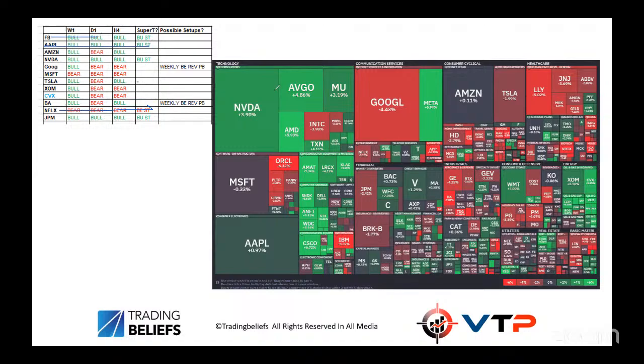Meta's done okay generally. If we look at JP Morgan, they're in a bullish super trend, and they have their numbers coming out about now. They might have even been released by now. And then if I look at this for the week, what's it telling me? For the last week, the picture is interesting.